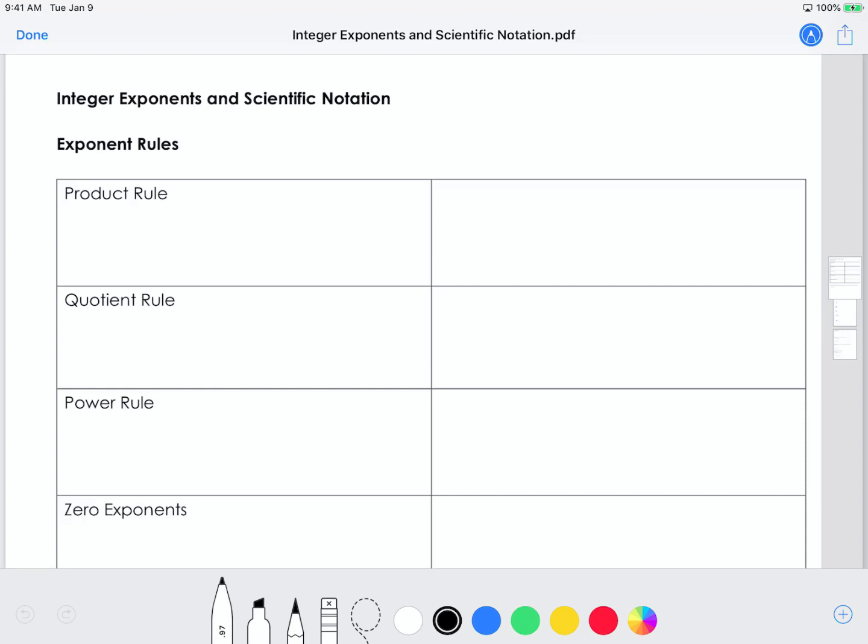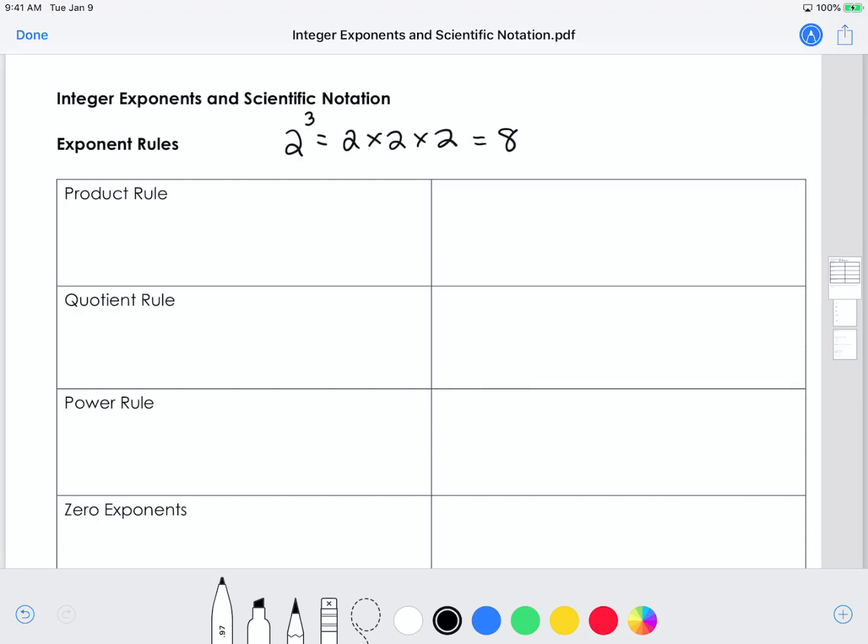Okay, now we're going to discuss exponent rules and scientific notation. And a quick review of the difference between the base and the exponent. If I asked you to evaluate 2 to the power of 3, that means I'm asking you to multiply 2 3 times. So that means 2 times 2 times 2, which is 8.